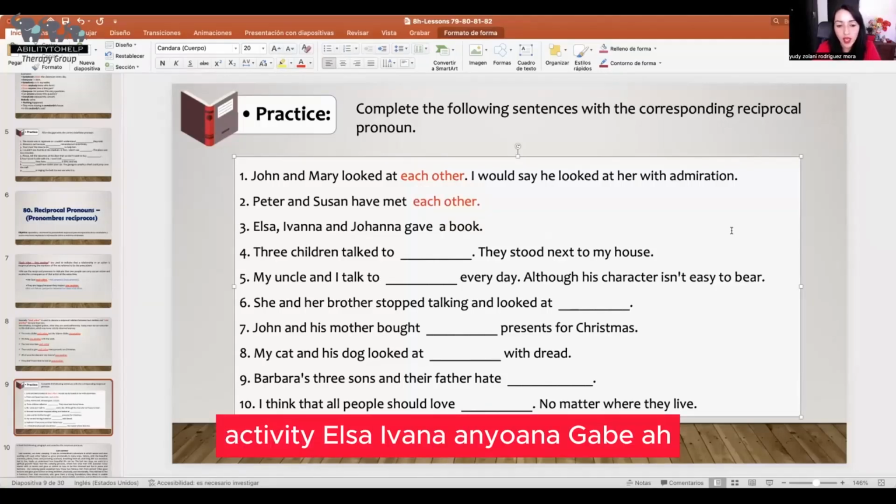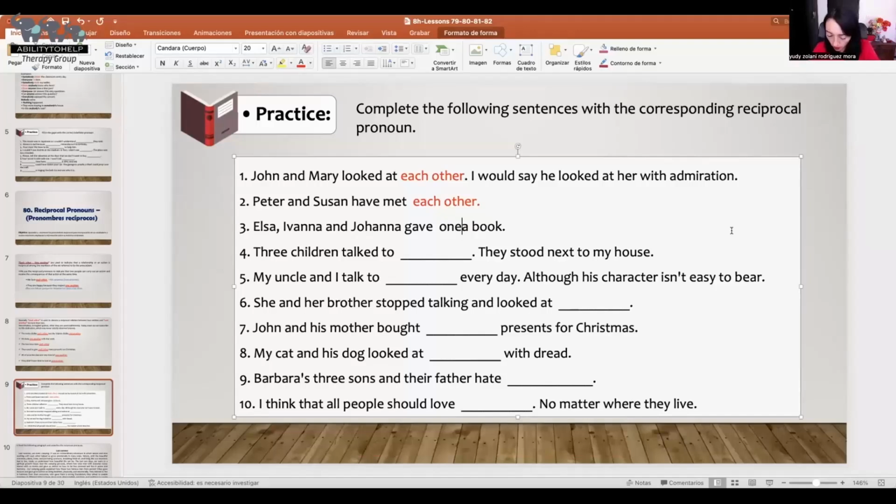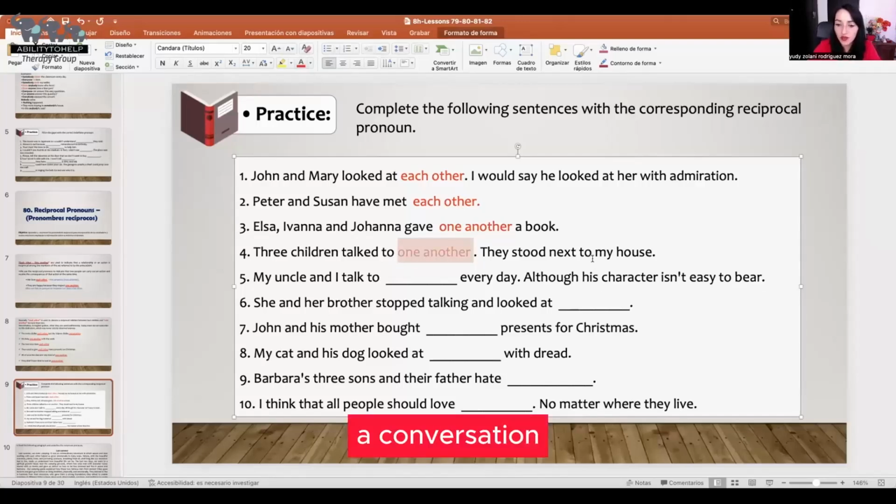activity. Elsa, Ivana, and Joanna gave... Elsa, Ivana, and Joanna, they are 3. So that's why you have to write one another. One another, because I'm talking about 3 of them. That's great. 3 children, more than 2. So, you know, one another. 3 children talked to one another. They are having a conversation.